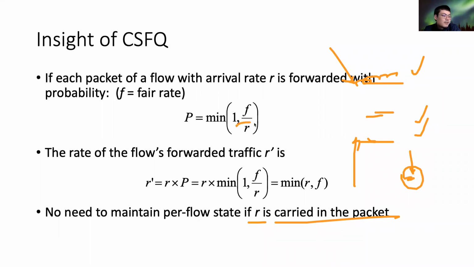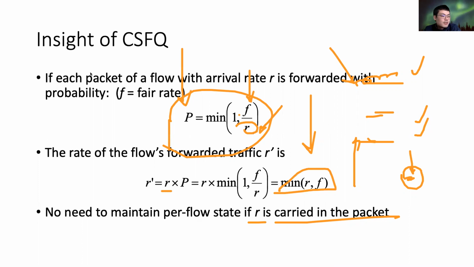And once you read this information, because this value is here, you can calculate the fair rate. And then you forward with this probability. If you really unfold it, with the true R, you have the fair queuing criteria satisfied, but you don't need the state. The edge router needs to put the sending rate into this packet.